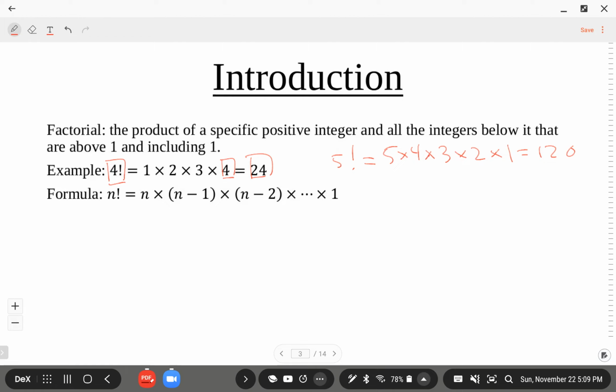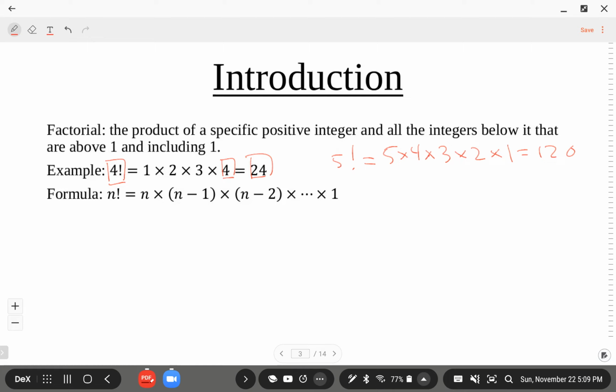1 factorial is 1, of course. 2 factorial is 1 times 2, which is 2. 3 factorial is 1 times 2 times 3, which is 6. 4 factorial is 24, and 5 factorial is 120. You can even memorize up to 6 factorial, which is 720. It would be great if you memorize these small factorials. It's very useful. You don't always have to go to your calculator to solve for some factorials.